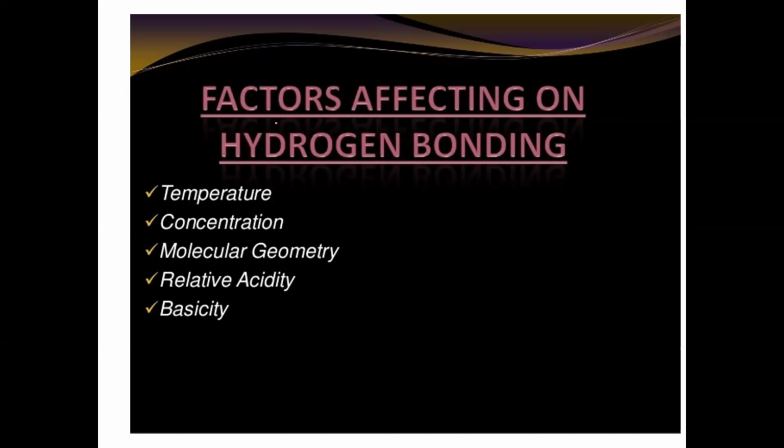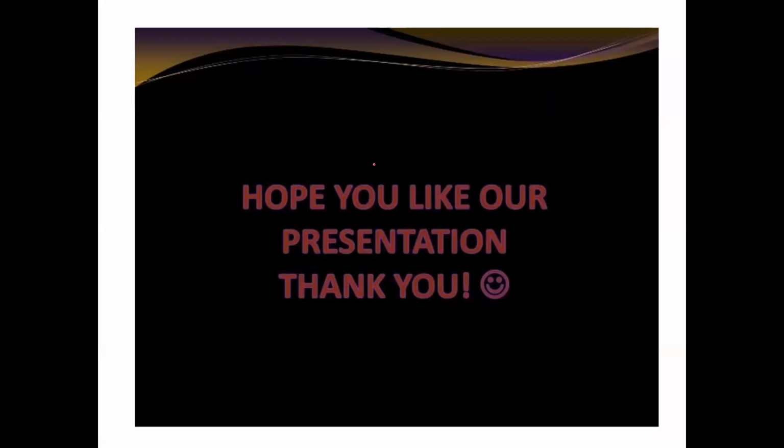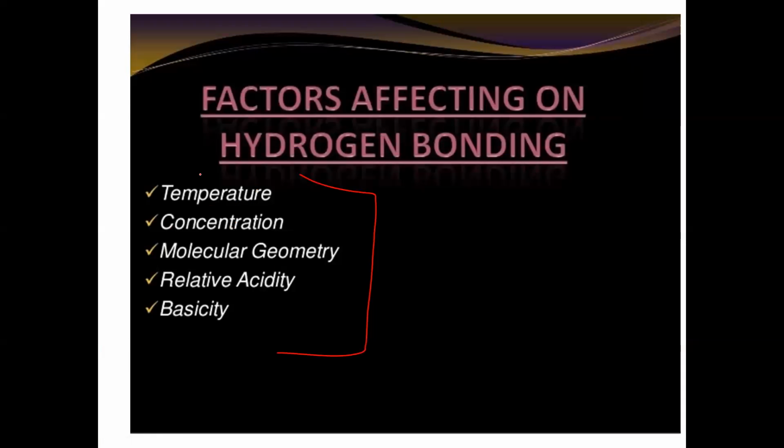So next we'll talk about the factors affecting hydrogen bonding. There are five factors: temperature, concentration, molecular geometry, relative acidity, and basicity. These affect the hydrogen bonding. So I think in this video I have covered three topics: force constant, hydrogen bonding, and coupling interaction.